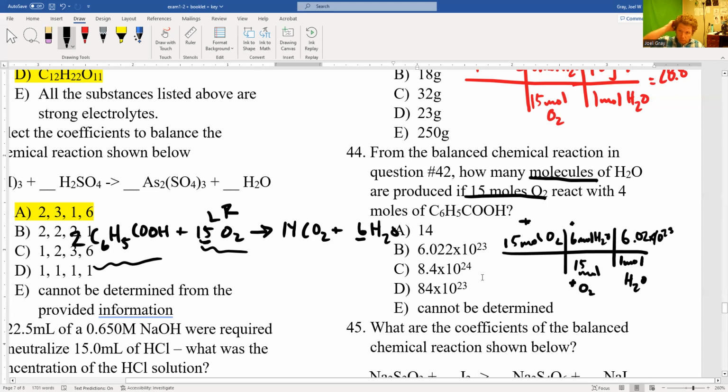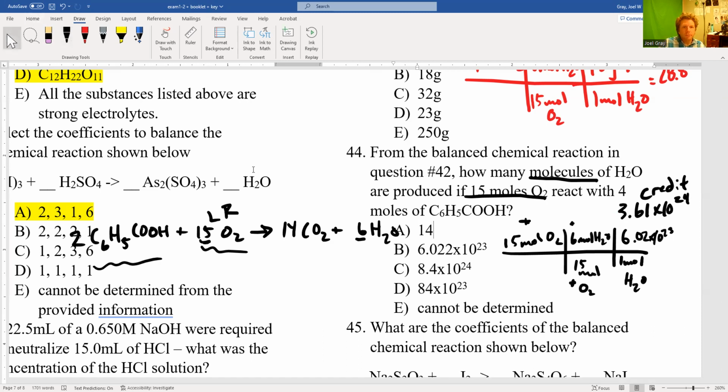Oof, I did not do a good job. Yeah. Okay, well, credit, because I didn't give you a right answer as an answer option. So 3.1 or 3.61 times 10 to the 24th. So everyone's going to get credit for number 44.